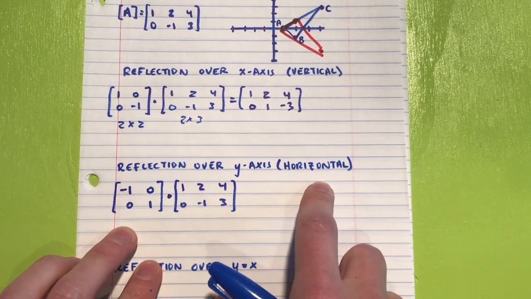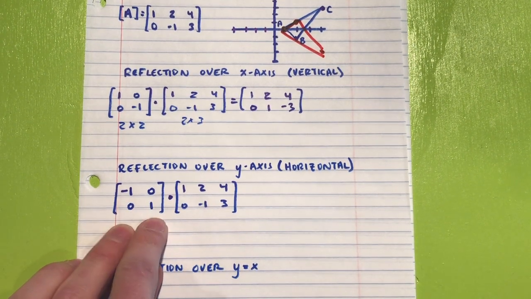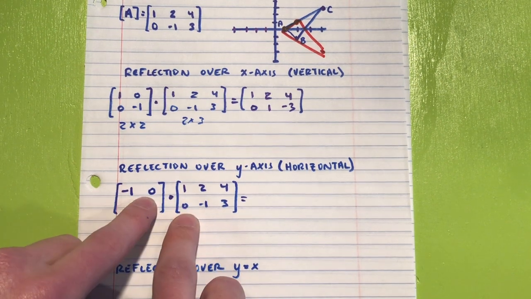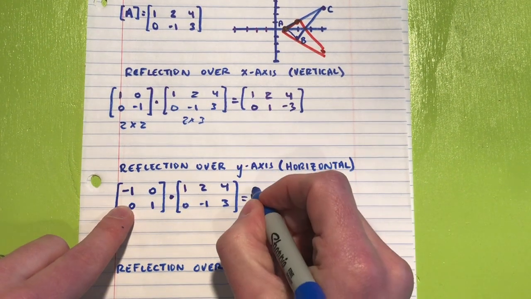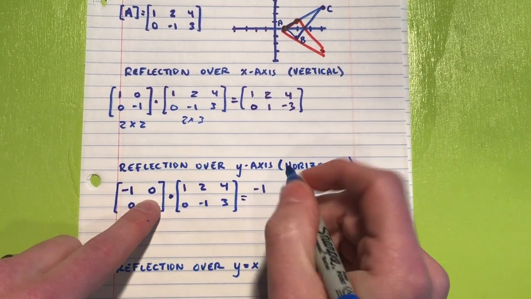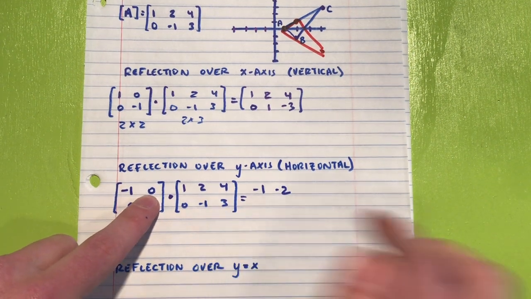Reflection over the y-axis, a horizontal reflection. We have our reflection matrix -1, 0, 0, 1. Row by column, we'll have -1 times 1 plus 0 times 0. -1 multiplied by 2 plus 0. -4 plus 0.